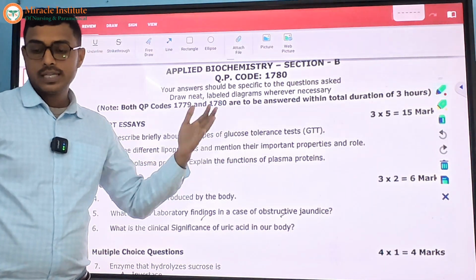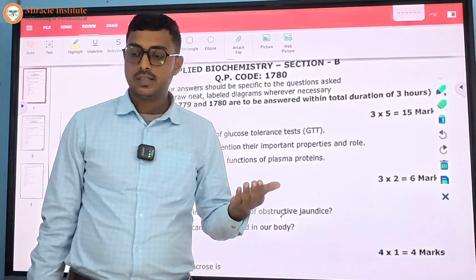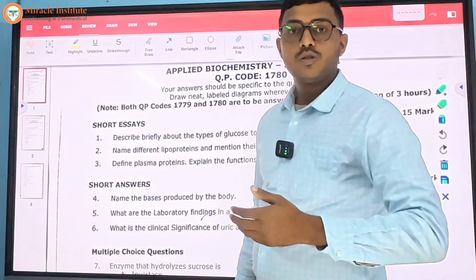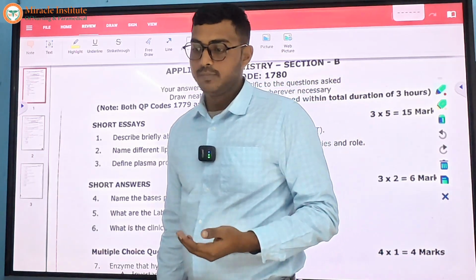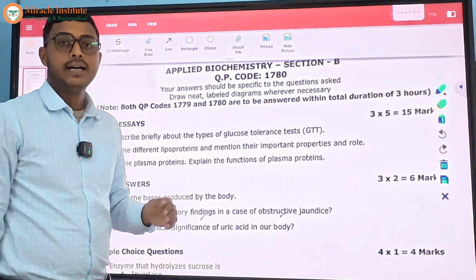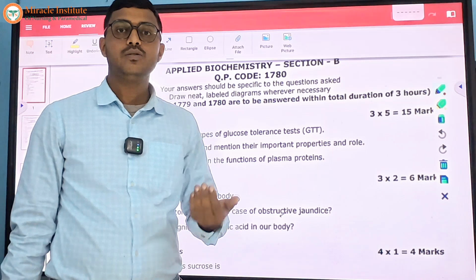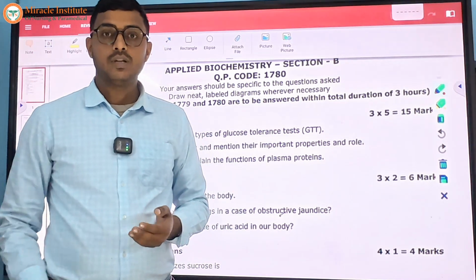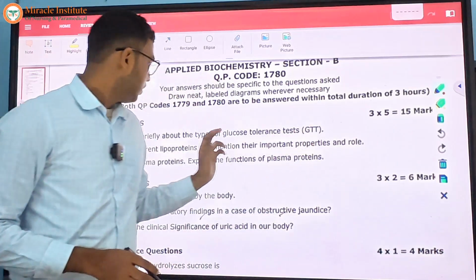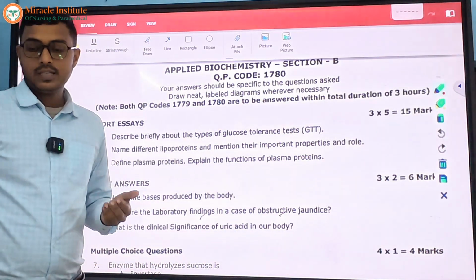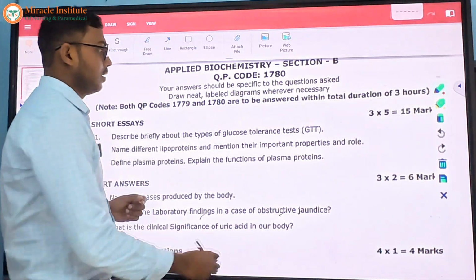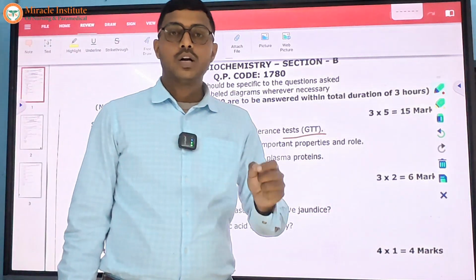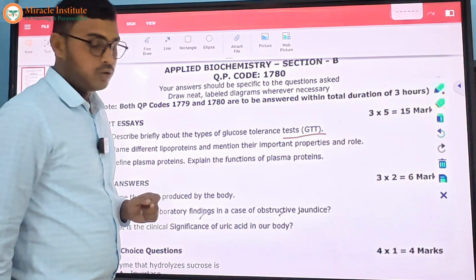A glucose tolerance test is a diagnostic test used to assess the ability of the body to metabolize glucose. What does that mean? Metabolize the glucose. In this case, we generally do the test in laboratories, in diabetes cases. Another one is the types of glucose tolerance test, GTT. What is GTT? At first we go to the oral glucose tolerance test, OGTT.